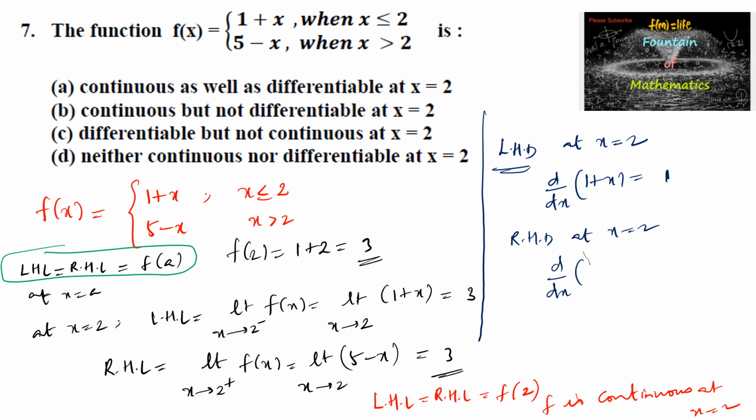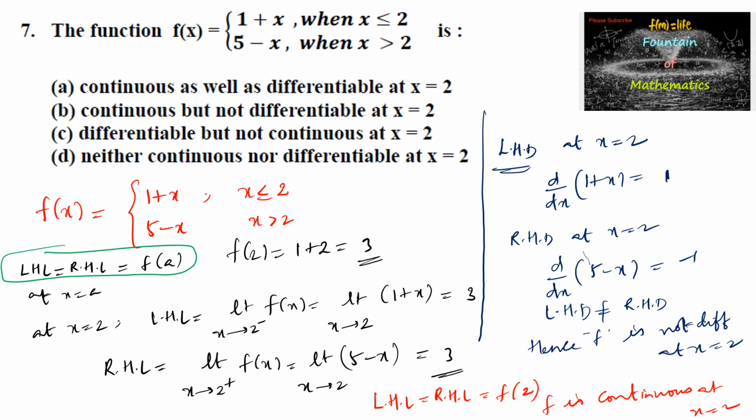dx of the function above 2, we need to consider 5 minus x, which is 0 minus 1, that is negative 1. And here we can say that left hand derivative is not equal to right hand derivative, hence f is not differentiable. f is not differentiable at x is equal to 2. So the given function is continuous but not differentiable at x is equal to 2. So we can go with option B.